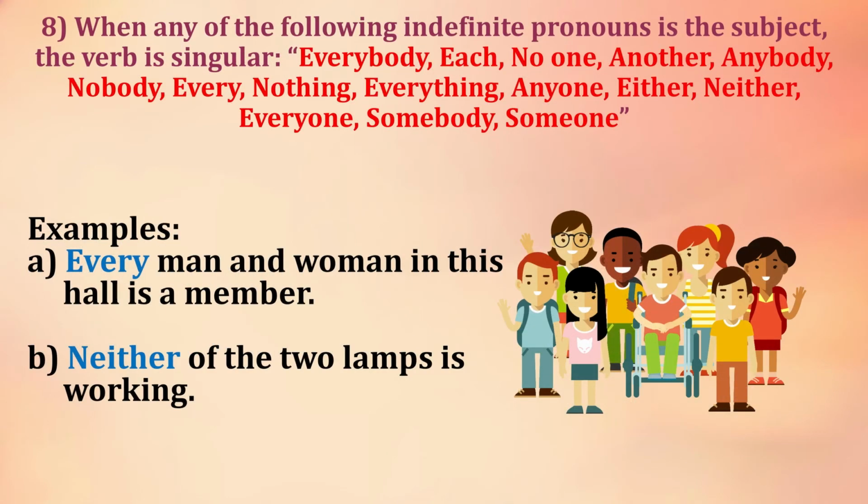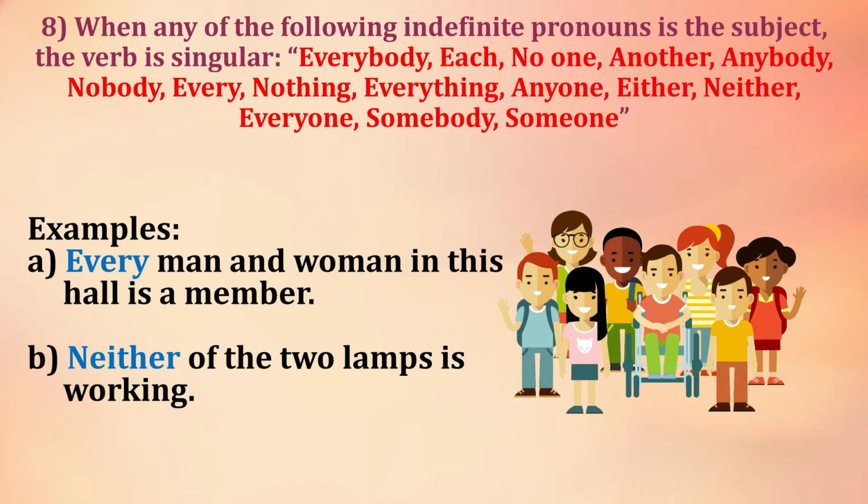Eighth rule says when any of the following indefinite pronouns is the subject, then the verb is singular. For example, everybody, each, no one, another, anybody, nobody, every, nothing, everything, anyone, either, neither, everyone, somebody, someone. So indefinite pronouns that end in one are always singular, or indefinite pronouns that end in body are always singular. This is the easiest way to learn. So let's see some examples.